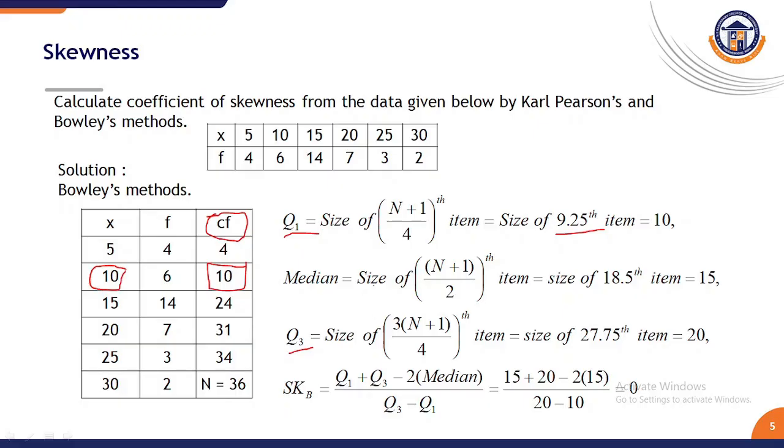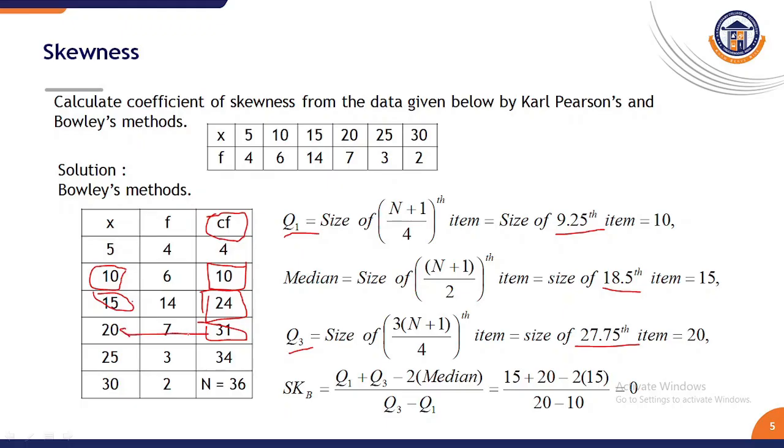Then median is size of n plus 1 divided by 2th item. Size of 18.5th item. So 18.5 comes under the value 24. So median is 15. Similarly, we can find out the Q3 value. That means size of 27.75th item. That means Q3 equal to 20.